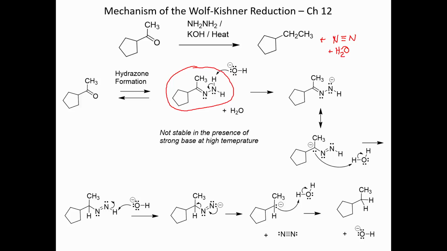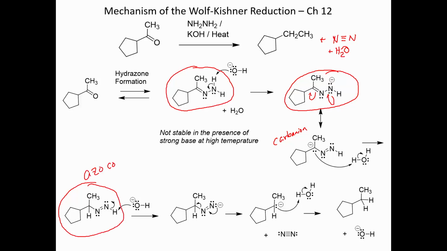It's not all that acidic, but KOH and heat, these are very basic conditions, so we can reversibly pull off this proton, and this gives us this anion right here. All right, we can write a resonance structure for this anion, which is a carbanion. Okay, we're now going to protonate at carbon. This is going to produce this compound, which is known as an azo compound.